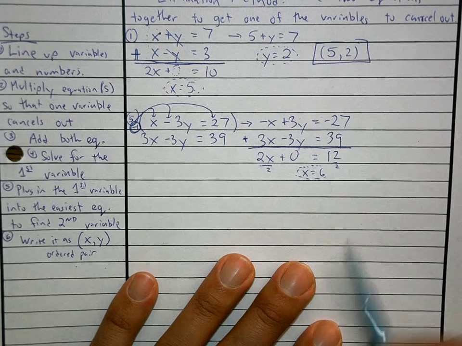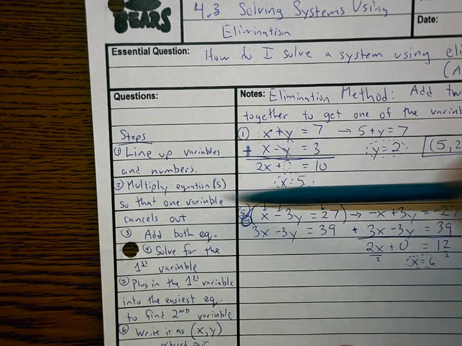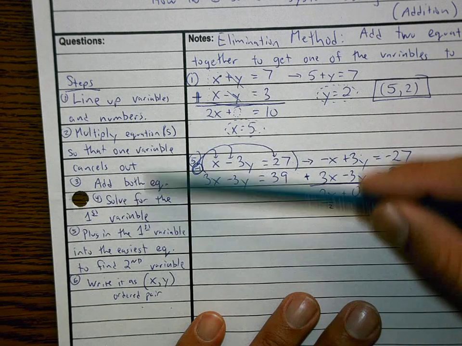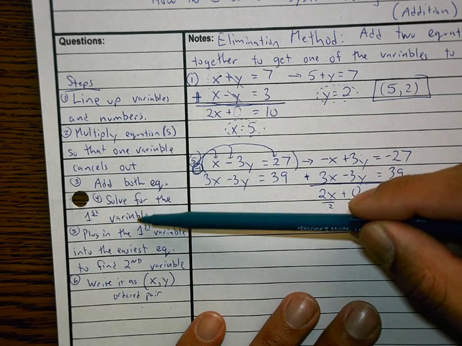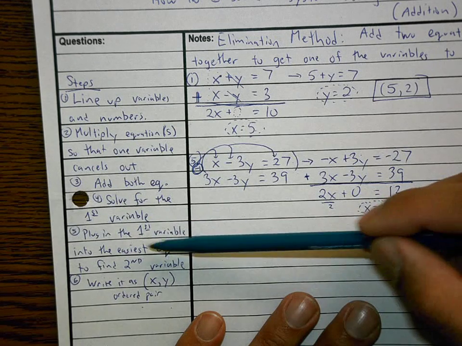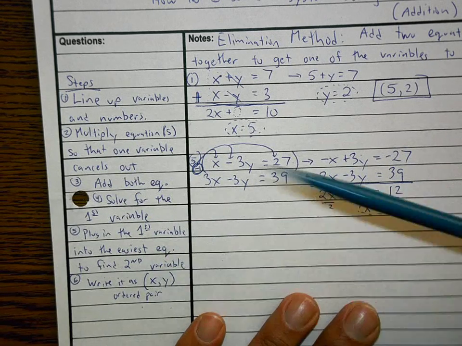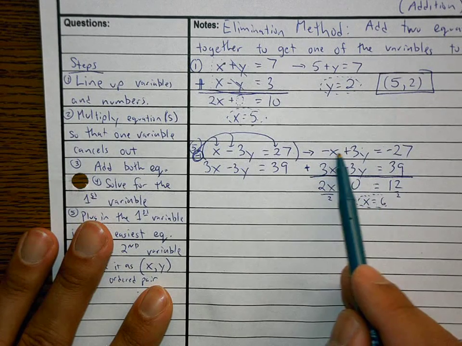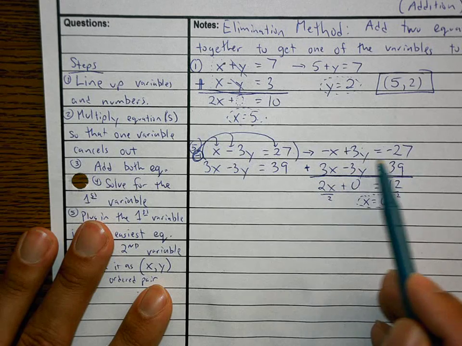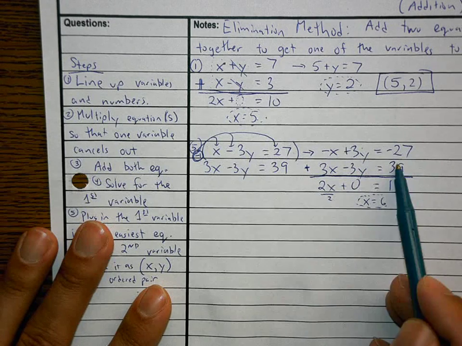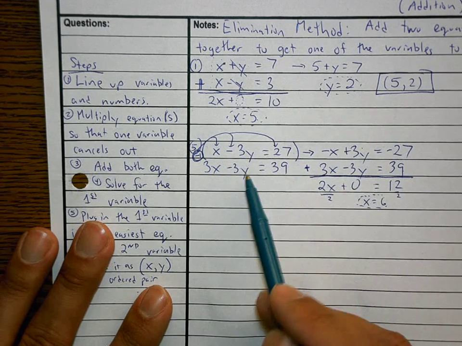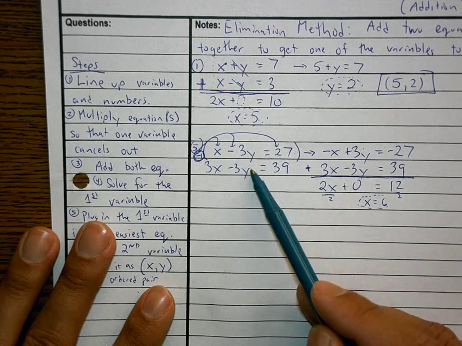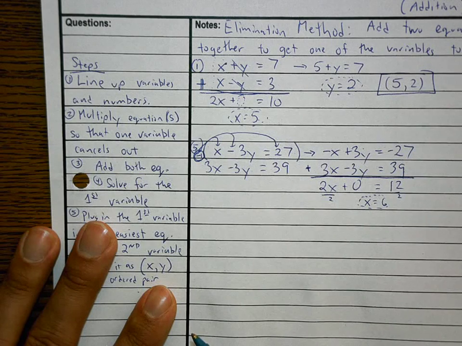Now you have a choice. We've multiplied the equation. We've added both equations. We've solved for the first variable. We have done all these steps. Step 5, plug the first variable into the easiest equation to find the second. So you have a choice. Here's your choices. You can plug this into this equation, the new one you created. You can plug it into this one, or you can plug it even into the original equations. It doesn't matter. You get to pick. This one, or even this one. I don't know which one you want to pick.